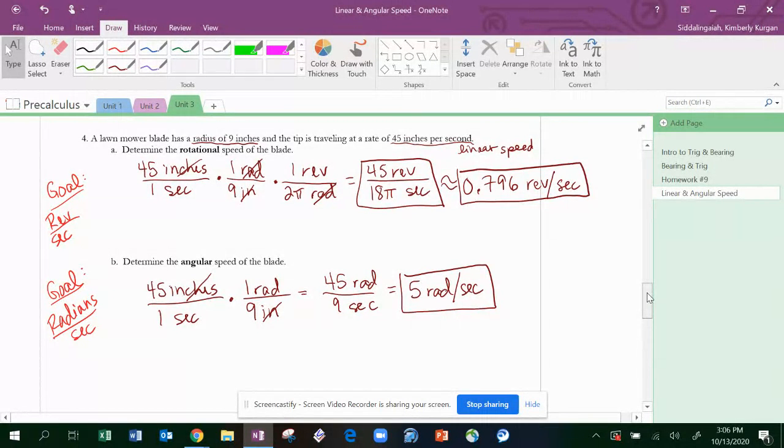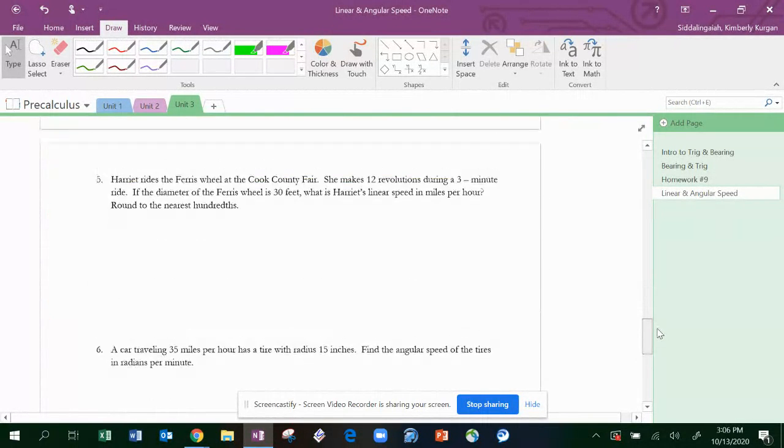I'm going to move on to problem number 5 and 6. So 5 and 6, when I see no parts, I know that I'm going to have to do all those parts that were broken apart in the previous problems. I have to do it all at once. So this can feel like a lot, but if you just use that factor label, it's not too bad. Okay. So first thing is we're given 12 revolutions during a 3-minute ride. Okay, so that's good to know. And the diameter, stinking diameter again. So let's write radius equals 15 feet.